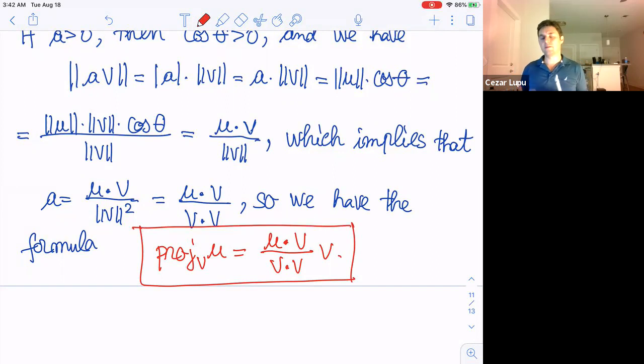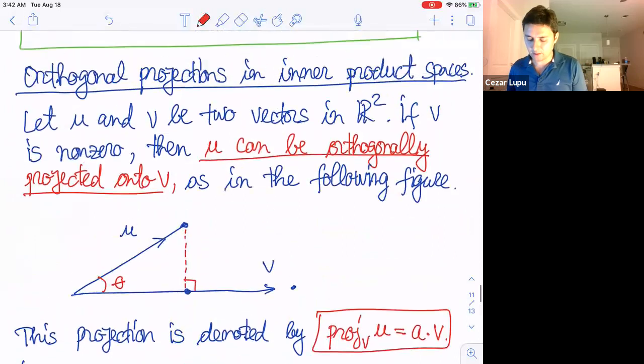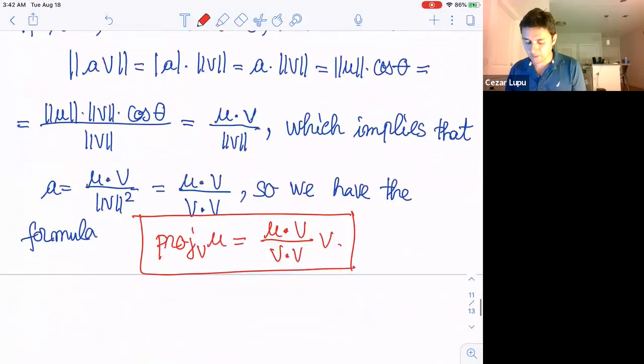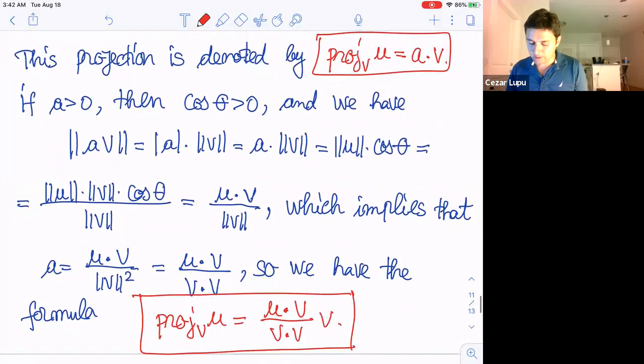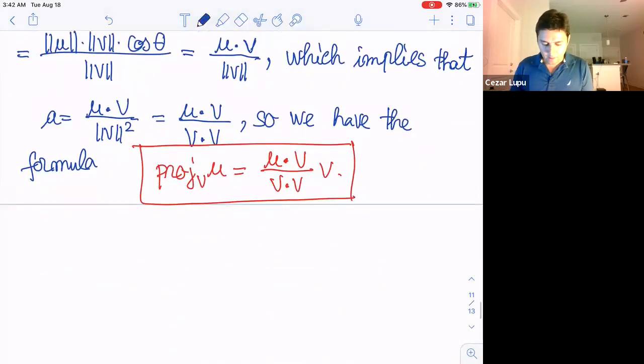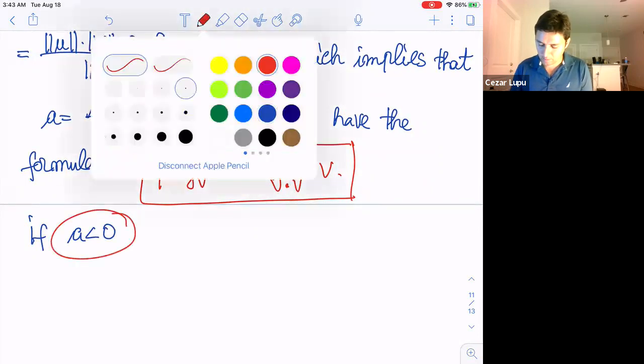And in fact, this happens as you can see. We said at the beginning that u and v are two vectors in R2. So in this case, the inner product is in fact the dot product. Okay, now we have seen this case when A is positive, but when A is negative, let's see, what do we have? If A is negative, in this case, we have the following.